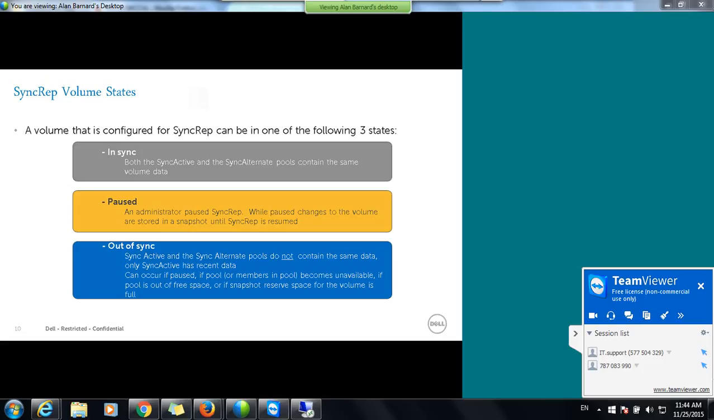The pools do not contain the same data, and only sync active has recent data. So you don't want a situation going from paused to out of sync. So you see in here, if the snapshot reserve space for the volume is full, then it will go to out of sync. That's a bad situation.